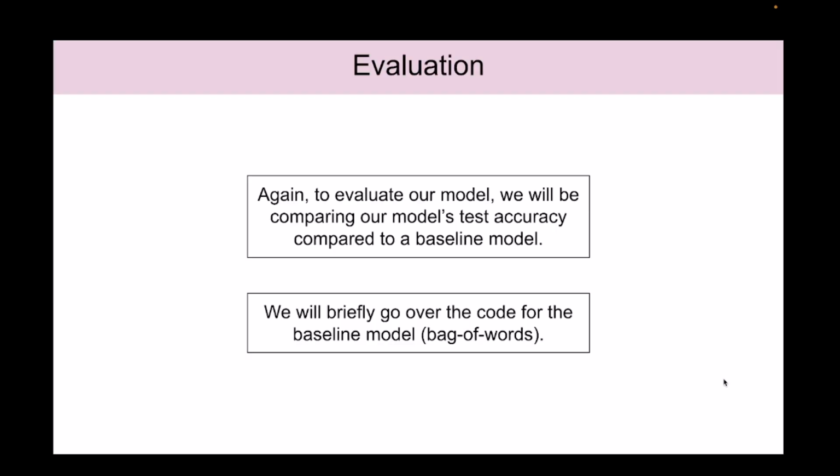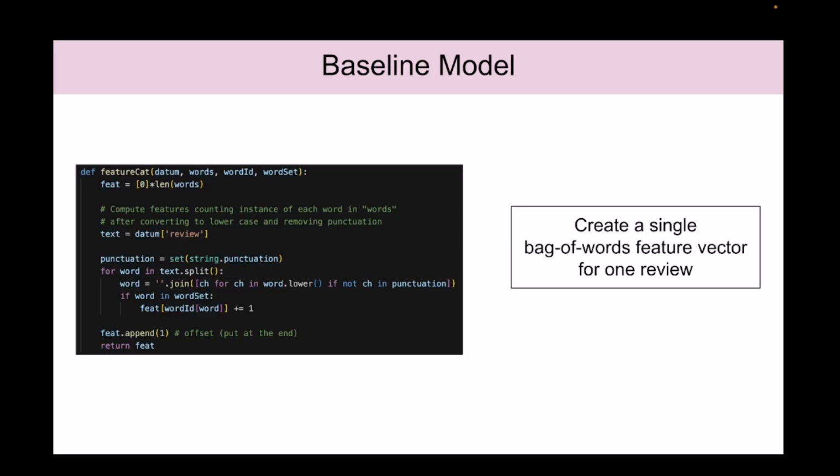So now that we've got our model, how good is it? Again, to reiterate, to evaluate our model, we're going to be comparing our model's test accuracy to the baseline model's test accuracy. So let's briefly go over the code for the baseline model, which is the same as in homework 3. First, we have this feature cat function, and basically all it does is create a single bag of words feature vector for a single review. It does this by simply looping through the words in that review and counting the times it sees a word.